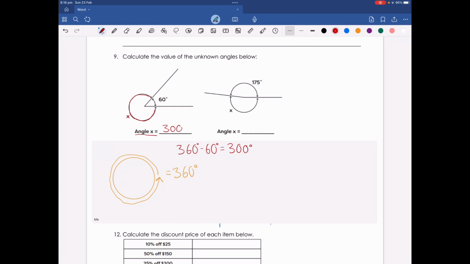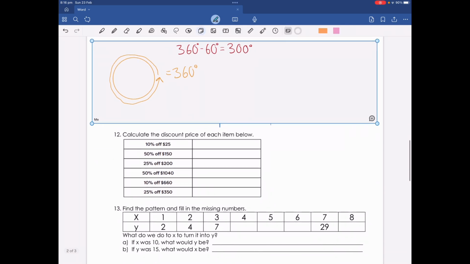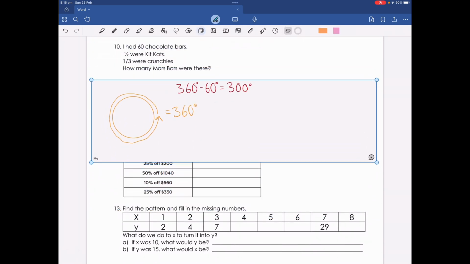Alright, don't forget to be taking your Anki screenshots. Alright, and the next one is the exact same method. So 360 minus 175. I'll let you do that by yourself. Okay, number 10.